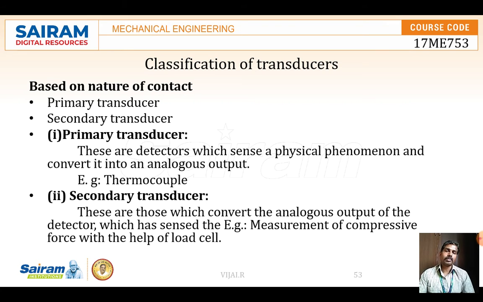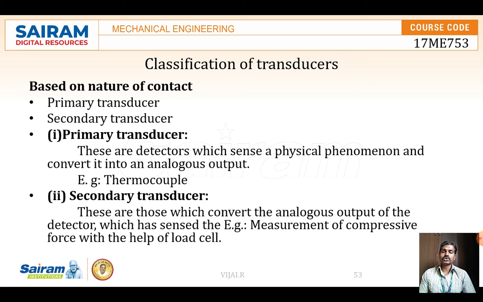That is a thermocouple. The thermocouple is a bimetallic device where one end is a hot junction and the other is a cold junction, where it can produce the EMF. When the temperature increases at the hot junction, it senses it and produces EMF at the cold junction. That is, it senses the physical phenomenon and converts it into an analog output. That is a primary transducer.